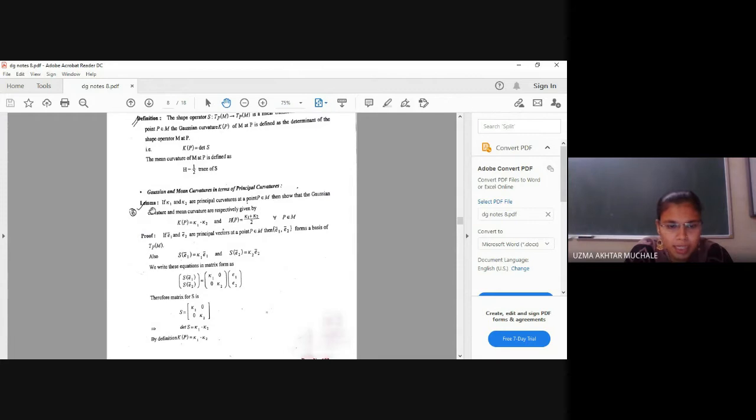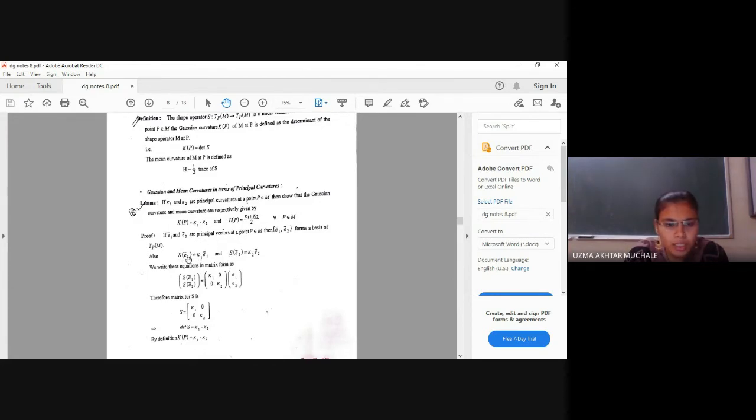The next lemma tells us that if K1, K2 are the principal curvatures at a point P, then show that the Gaussian and mean curvature are given by. Okay. So what is given to us? K1 and K2 are the principal curvatures. Those who have attended or seen the last lecture can understand what a principal curvature is. These are simply the maximum and minimum values of the normal curvature. So if they are the maximum and minimum values of the normal curvature, then we have to show that the Gaussian and mean curvature are given by, right?